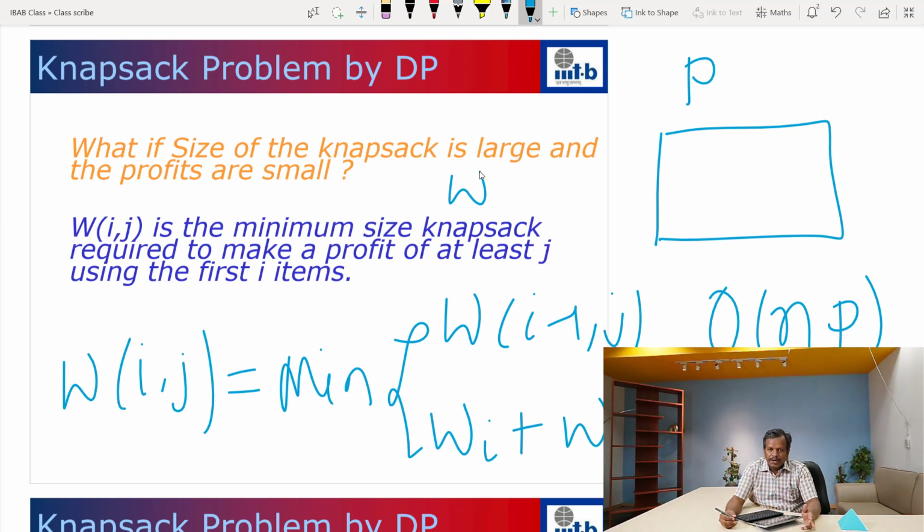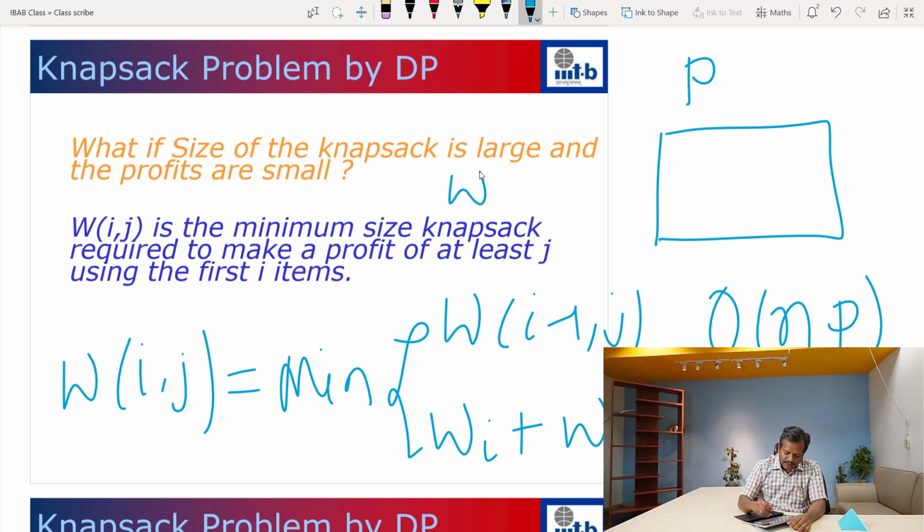I start with J equal to P and I equal to N, and as long as my T of I comma J is greater than W, I decrement J. I stop the first time when T of I comma J becomes smaller than W. That means that if I go below this, then the size of the knapsack that is required is smaller than W. So I look at the smallest J such that T of I comma J, where I is n, is greater than W. That is the minimum size of the knapsack that is required, and that is the particular value of J. The moment I see a size of the knapsack which is smaller than this, I stop.